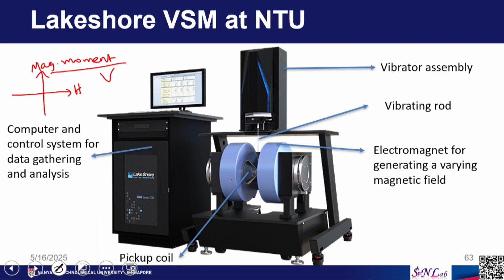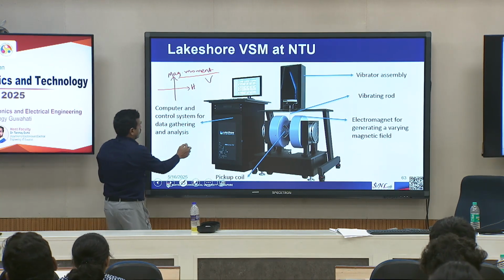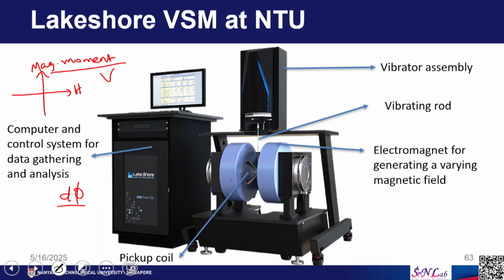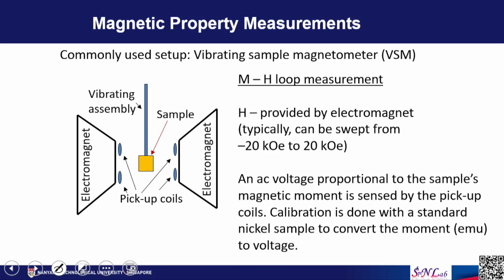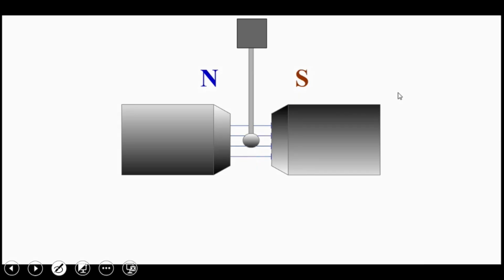Okay. Sir, yes. Why are we putting the vibrating rod instead of a fixed, stationary rod? Because you want to produce a time varying flux. So, we are relying on Faraday's law of induction to measure the signal. So, you get a signal only when the magnetic flux of the sample vibrates. Okay. So, you cannot have stationary. Any other question?